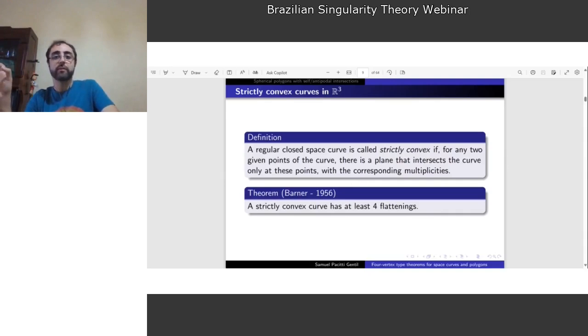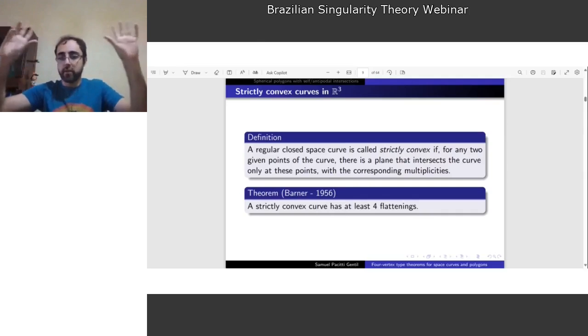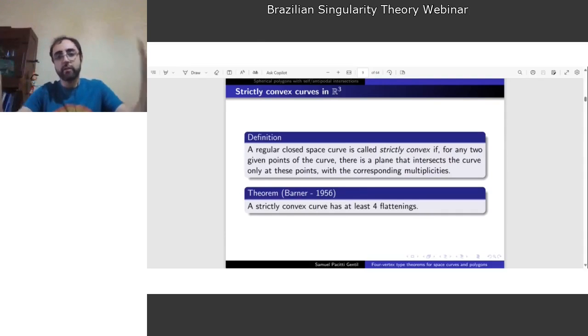If this condition is true for a given space curve, then his theorem guarantees that the curve will have at least four flattenings. Actually, his theorem is more general since he doesn't restrict his study to space curves. He studies projective curves in projective spaces of any dimension, and accordingly, his theorem is more general. But since we are focusing our talk here on the three-dimensional case, once you restrict his definitions and his theorem to 3-space, we get this theorem here.